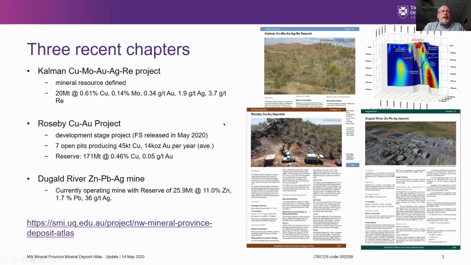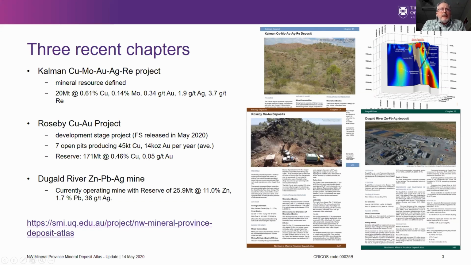The 3 recent chapters that we've covered have been Kalman, Roseby, and Dugald River. Obviously Dugald River is an operating mine. The other 2 are projects in the development phase. Kalman is in the resource phase, and has had a couple of mineral resource estimates completed on it. And Roseby has just earlier this month released their feasibility study, looking at what they might be doing there.